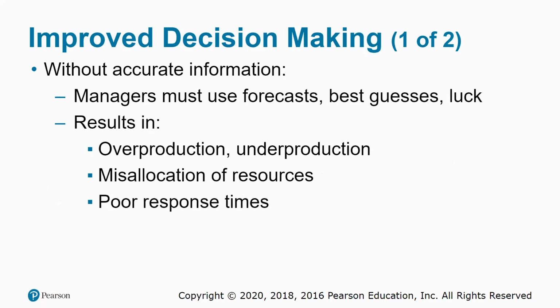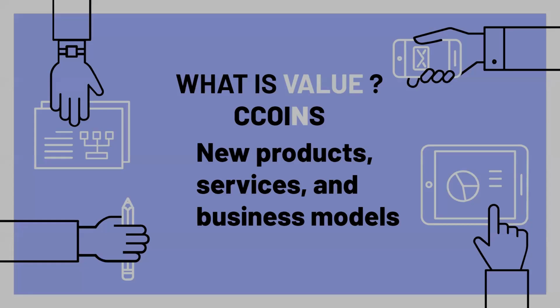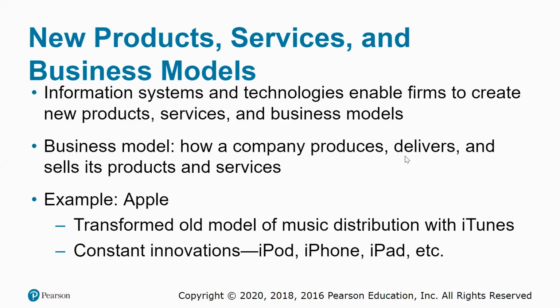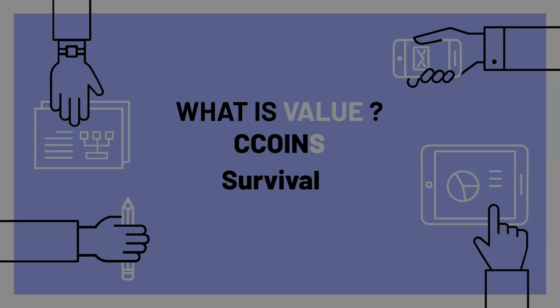All right. So we're going to look at the N. New products, services, and business models. Information systems and technologies enable firms to create new products, services, and business models. Really, the business model is just how the company produces, delivers, and sells their products and services.